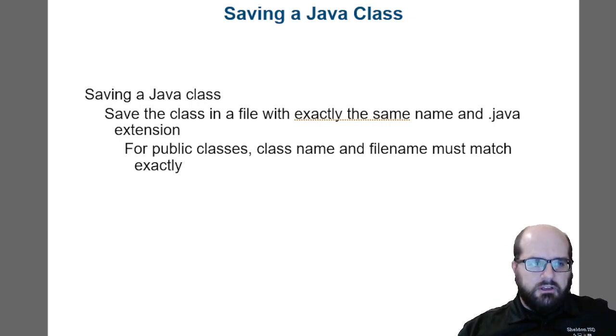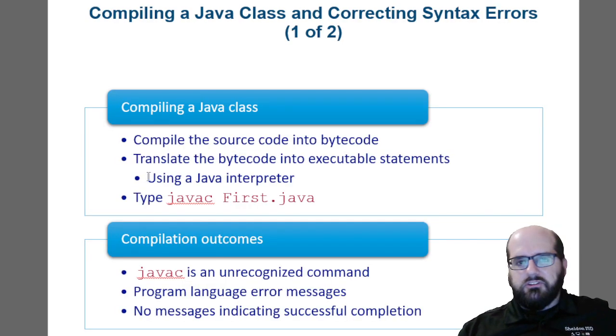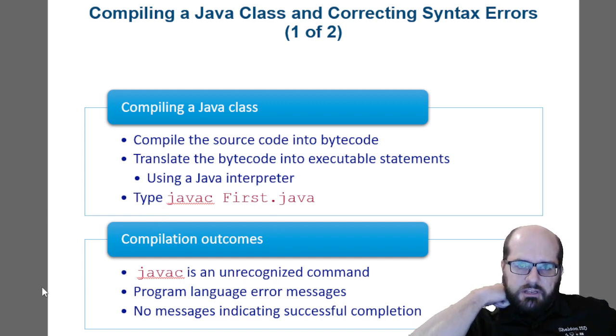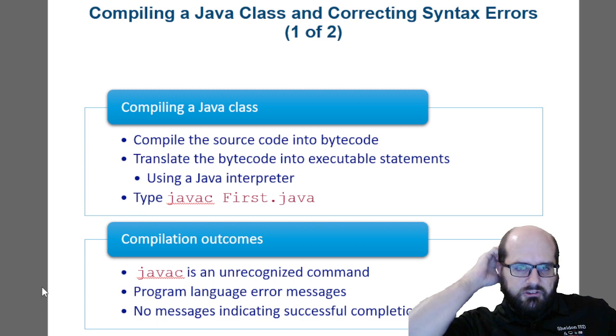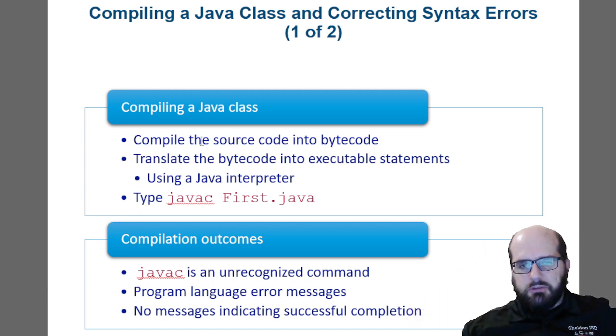All right, so let's get back to correcting syntax errors. Compiling the source code into bytecode and translating the bytecode into executable statements, that's what compiling does. We use a Java interpreter to take that compile and interpret it for the computer to understand. We can run a program running javac first.java, which you have seen us do.